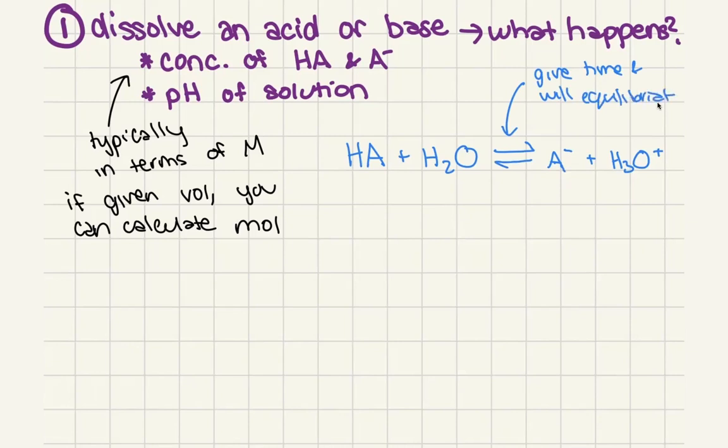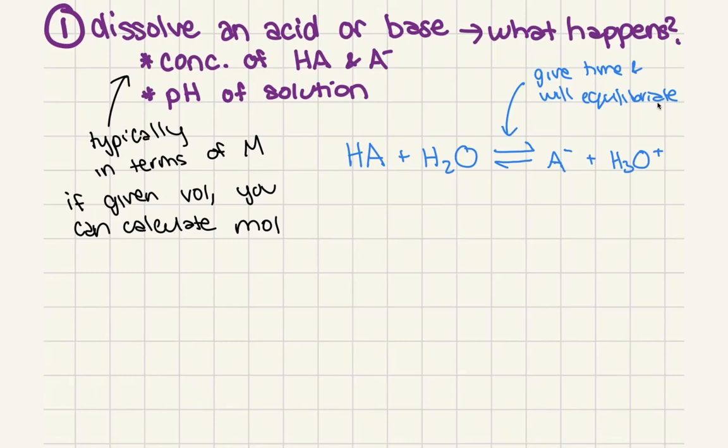So it's going to find its happy place, and its happy place is going to be characterized by its Ka, or we can also think of it as by its pKa. Remember, the pKa is just going to be the negative log of that Ka. So what's happening when this acid dissolves? Well, we're going to be losing some amount of the acid. So some quantity of the acid is going to be dissociating.